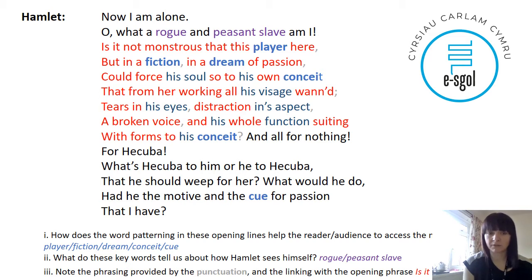very negative assumptions being made about himself here. And again, note the phrasing provided by the punctuation. Like I was mentioning, the constant use of the comma, the semicolon needs to be considered, the use of the questioning, and the linking with the opening phrase, "it is not monstrous, this player here." So almost as though what you're getting in this is a real sense of disillusion from Hamlet at this point.